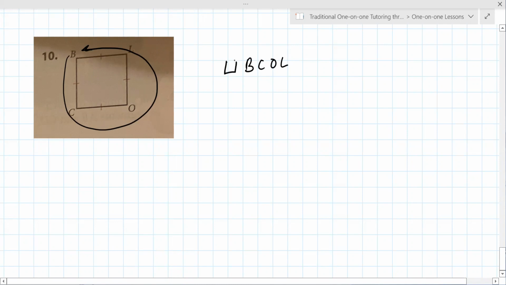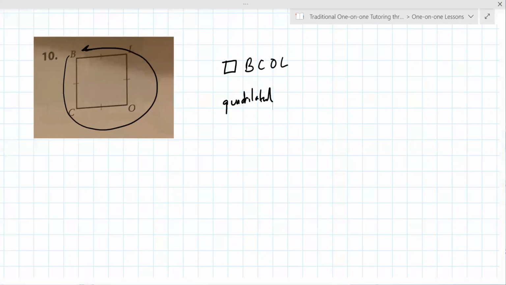Now, sometimes you put a square in front. If you don't know what it is, you can call it a quadrilateral. You get into naming conventions later on in the course, but not right away.